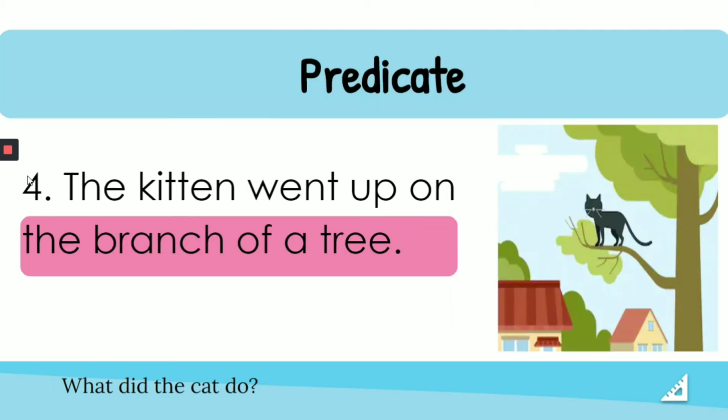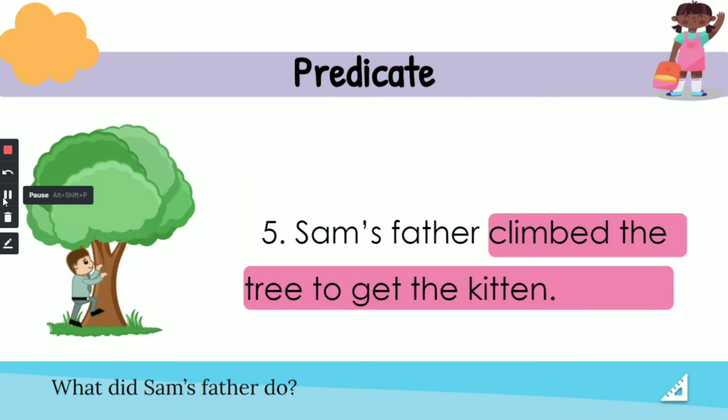Number 4. In sentence number 4, went up on the branch of a tree is the complete predicate. It starts with the action word went up until the last word tree. Thus, went up on a branch of a tree tells us what the cat did in the sentence, so this is the complete predicate. Climb the tree to get the kitten tells us what Sam's father did in the sentence, that's why it's the complete predicate.